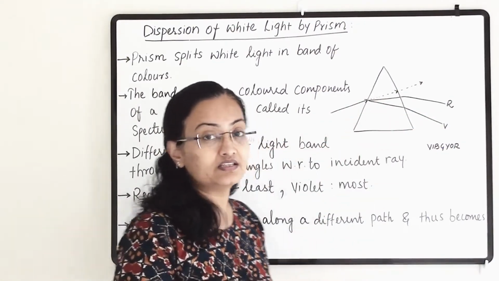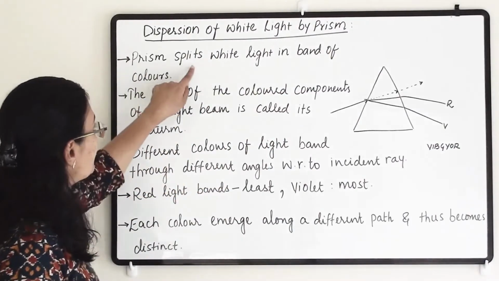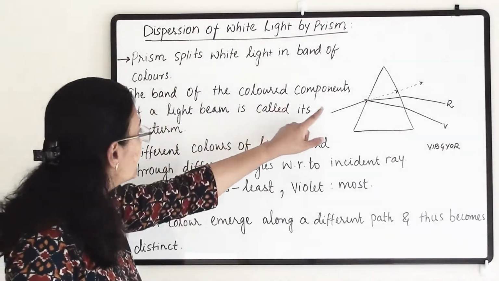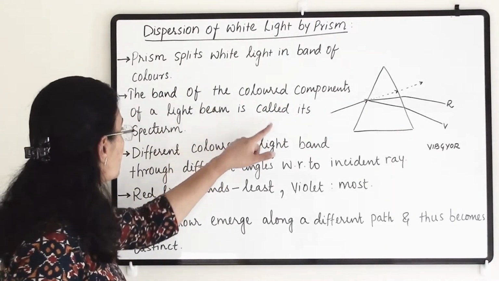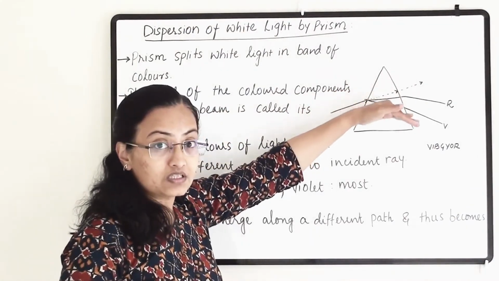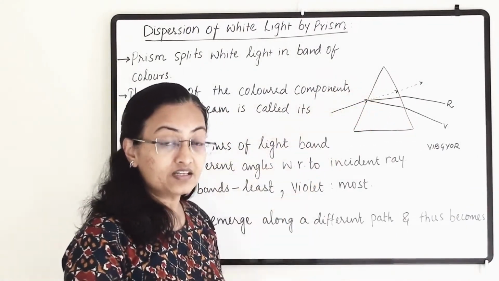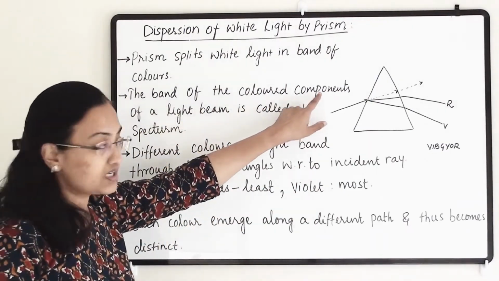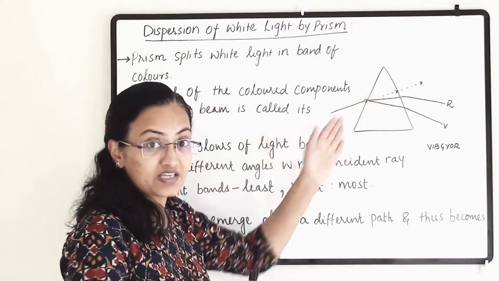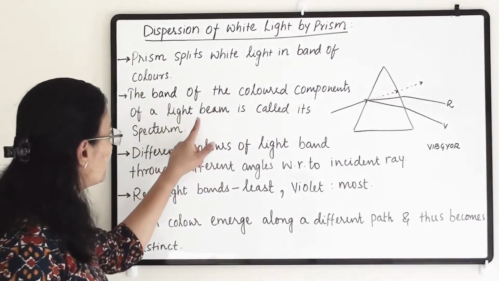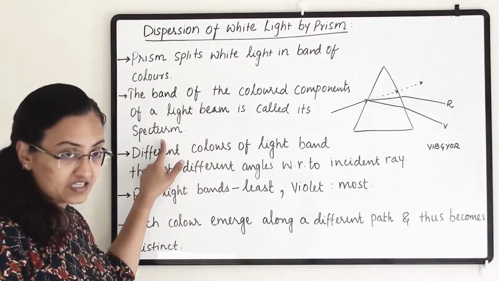Let us understand this phenomenon. The prism splits white light into a band of colors. The band of the colored components of a white beam is called its spectrum. So here we can see the 7 different colors, and this is known as the spectrum. These are the colored components which have separated from the white light.